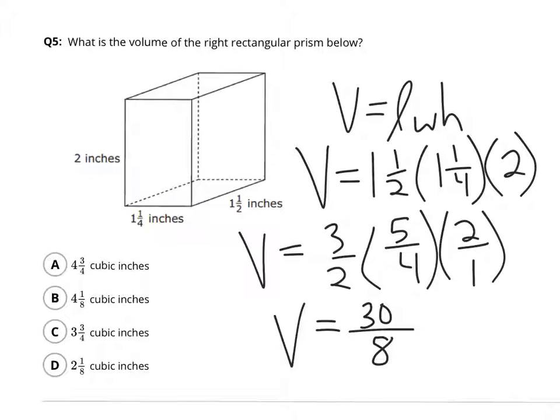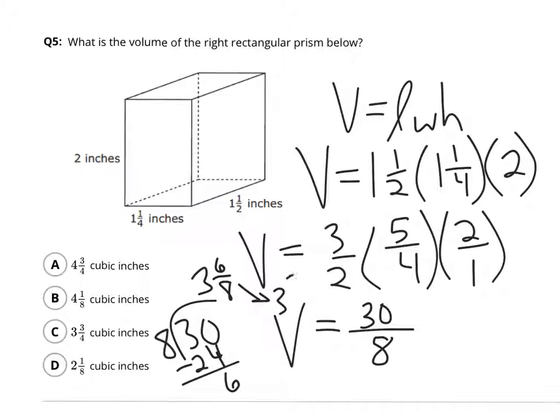is 8. Okay, so we got 30 divided by 8, so if we divide that out, 8's going to go into 30 3 times. And actually we only have one answer that's even 3 and something, so we can verify this, but this will reduce down as 3 3/4, which would be answer choice C.